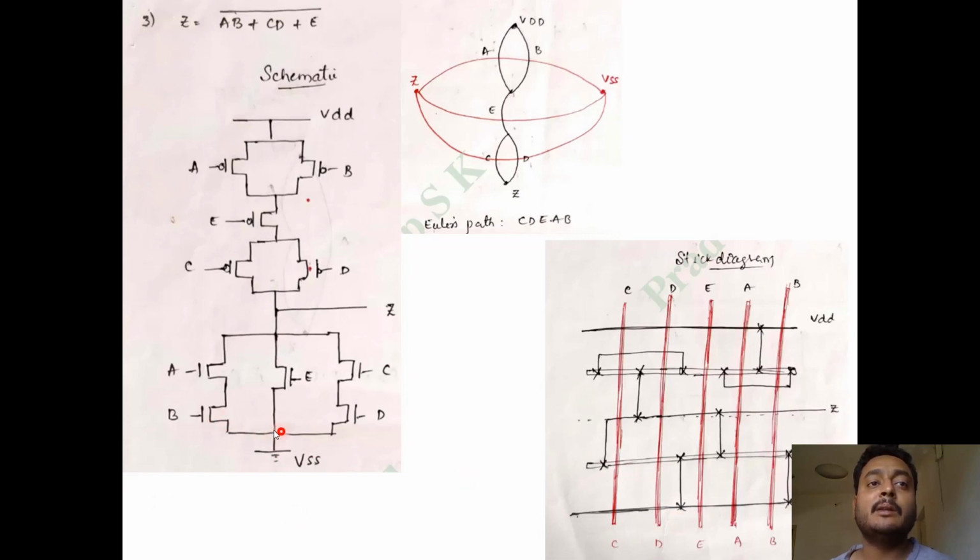One terminal of B should be connected to VSS. It is available here. I will connect to VSS. So this part is over. So come for this part.